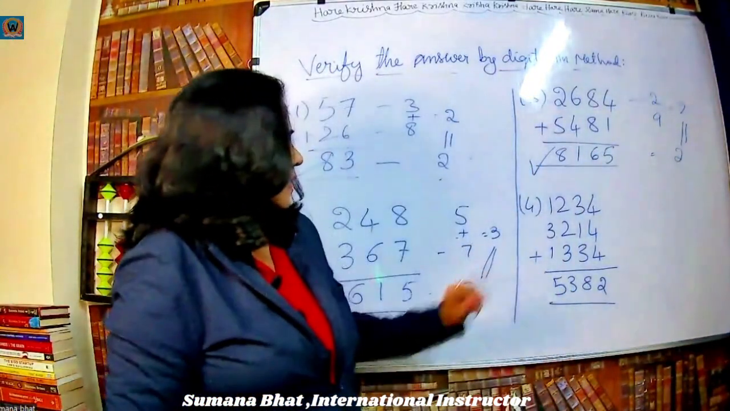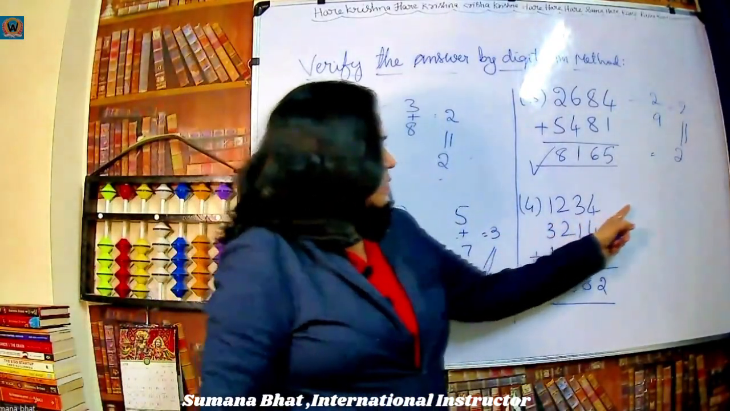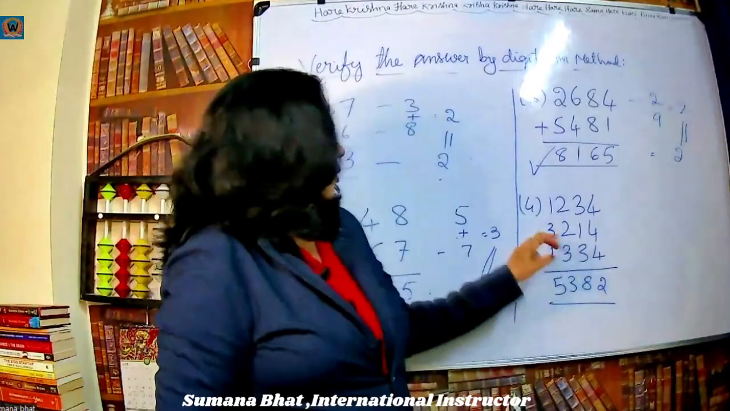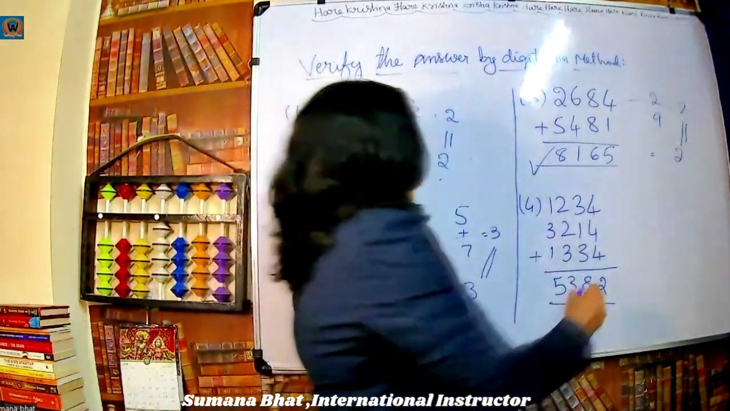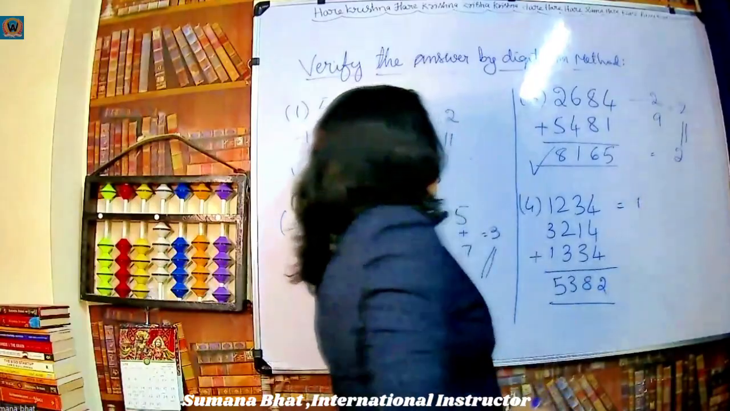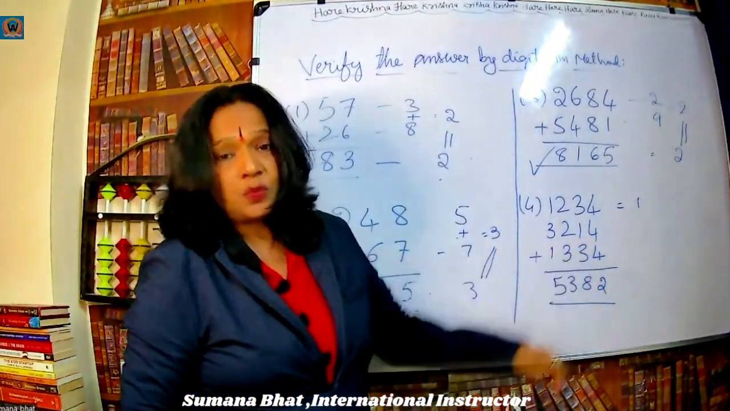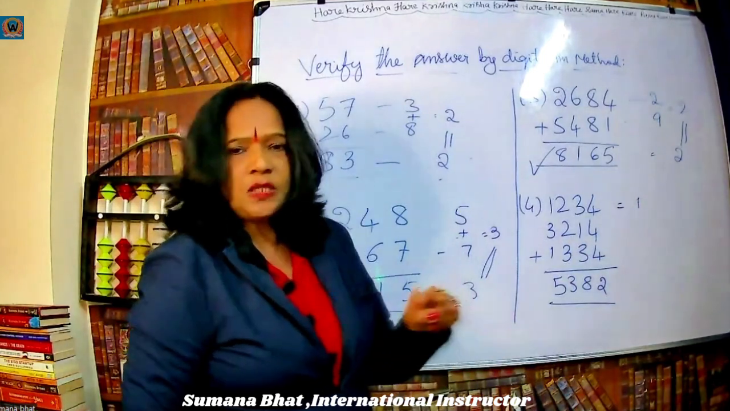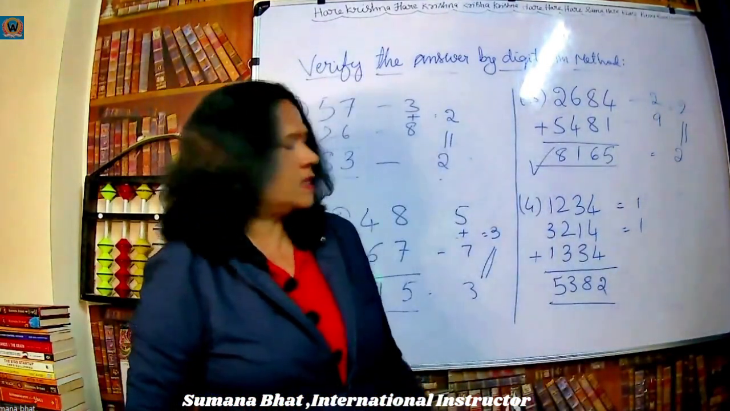Okay. Now let us see a little bigger number. Each step we have to find the digit sum. Okay. 1 plus 2, 3. 3 plus 3, 6. 6 plus 4 is 10. That means 1. 3 plus 2 is 5. 5 plus 1 is 6. 6 plus 4, it is again 10. 10 means 1 plus 0. That is 1.